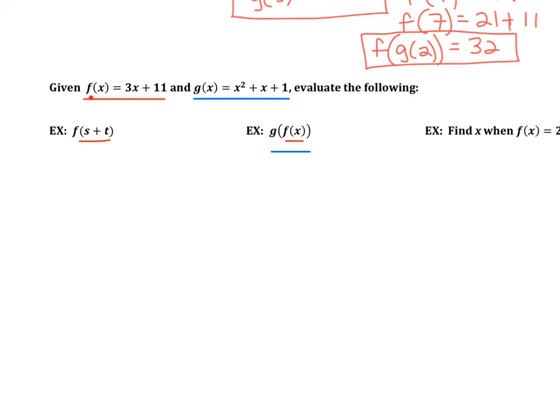Remember when we plug this in, this says f of something equals 3 times the something plus 11. So when we plug that in, we're going to take 3 times the something, and we're going to add 11 to it. And then when we go through and simplify as much as we can, sorry, I'm having problems with my stylus right here. That's going to be equal to 3s plus 3t plus 11. And that's all that I can do as far as simplifying it.